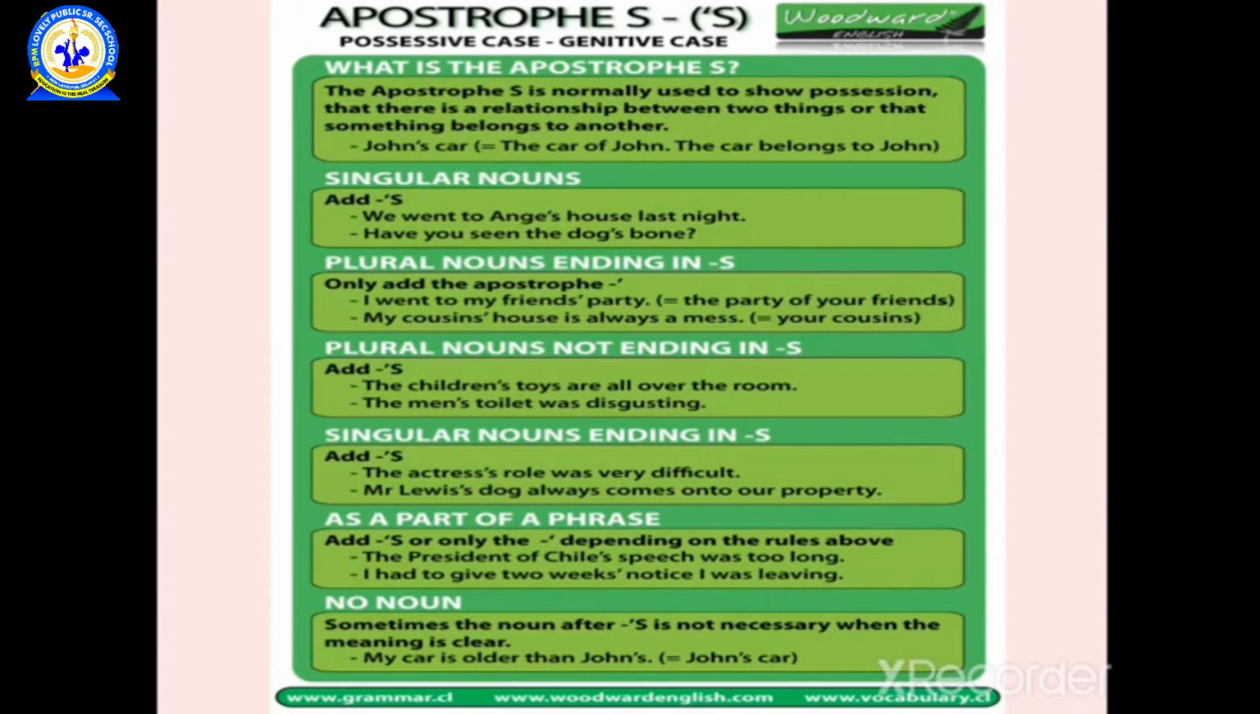As a part of a phrase, we add apostrophe S or only the apostrophe depending on the rules above. Like for example, the president of the child's speech was too long. I had to give two weeks' notice. I was leaving. When no noun is used, sometimes a noun after apostrophe S is not necessary when the meaning is clear. For example, my car is older than John's.